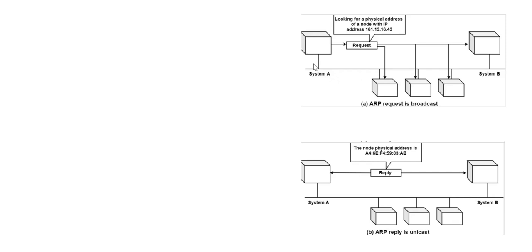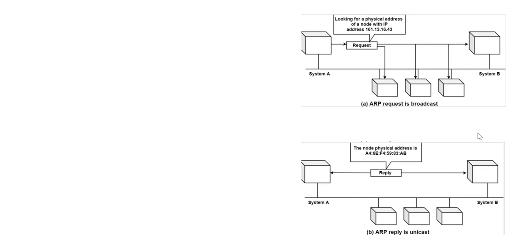The next slide is the packet thing. Your ARP request is a broadcast packet. It will be sent to all the hosts, looking for the physical address of a node with this particular IP. System B responds with an ARP reply, which is a unicast packet, with its MAC address corresponding to that particular IP address.